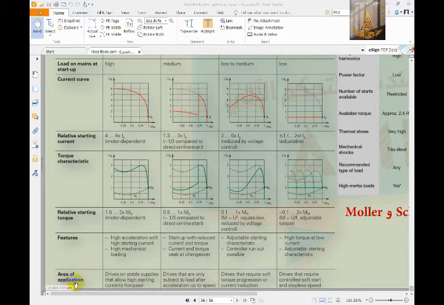Area of application. Direct online is for drives on a stable supply that allows high starting current and torques. According to the star delta, drives that are only subject to load after acceleration up to speed. Okay, it's not a direct acceleration. Here is a direct acceleration. For the soft starter, drives that require soft torque progression or a current reduction. For the frequency inverter, drives that require controlled soft start and stabilized speed.